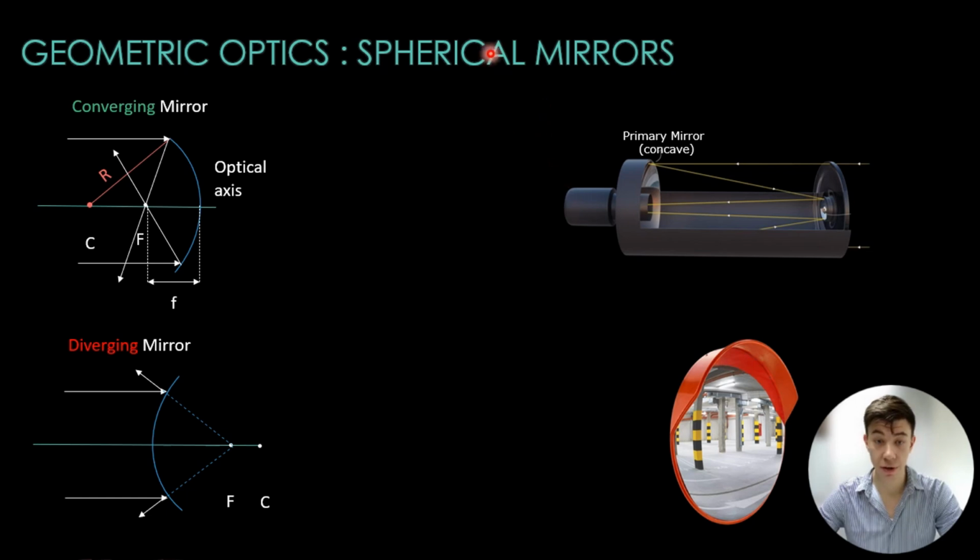And how do convex mirrors work? Parallel rays of light incident on a convex mirror diverge after reflection, appearing to originate from a focal point behind the mirror. This produces virtual, upright and smaller images, making them useful for rear view mirrors and security surveillance mirrors like this.